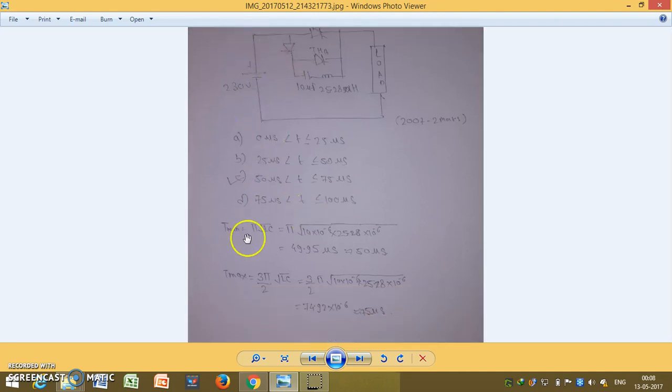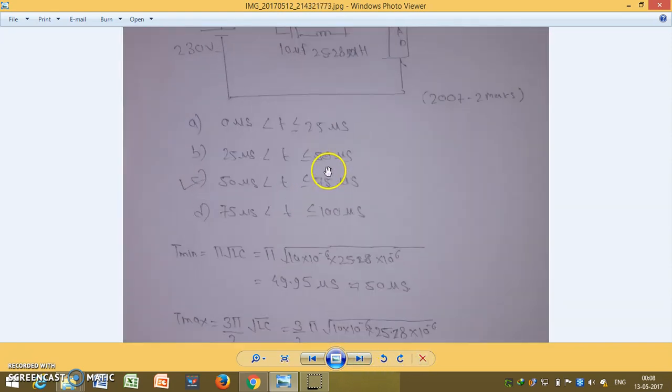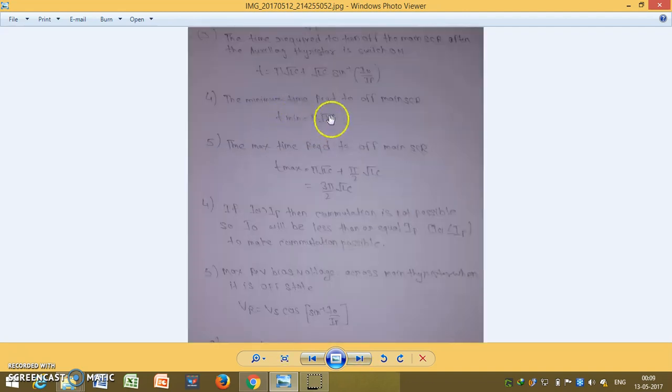So we have to find the minimum and maximum time. T minimum is equal to pi under root LC, which we already discussed in our formula list. So we have to find the duration of time between which the thyristor is turned off. For that we have to go through the graph diagram. The thyristor will turn off from TC minimum up till here. So this is the time, from minimum to maximum. This is the minimum time, pi under root LC, and this is the maximum time, 3 pi by 2 under root LC.